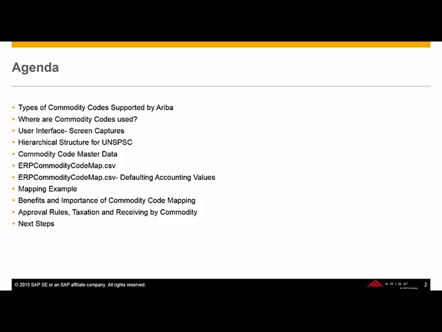Towards the end, we'll take a look at a few other areas that are driven by commodity codes, such as approval rules, how tax is calculated on invoices, and receiving types based on commodity. As far as next steps, hopefully at the end of this presentation, you'll have an idea of how commodity codes work and how they can be set up. You can start thinking about how they should be set up in your own instance of Ariba.